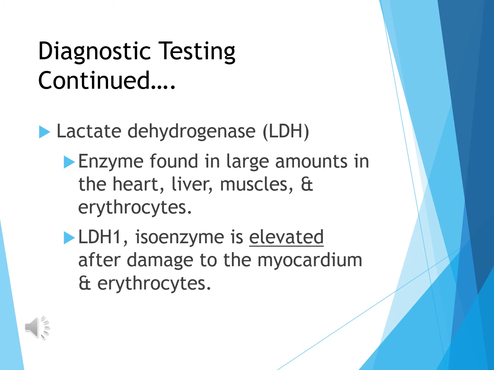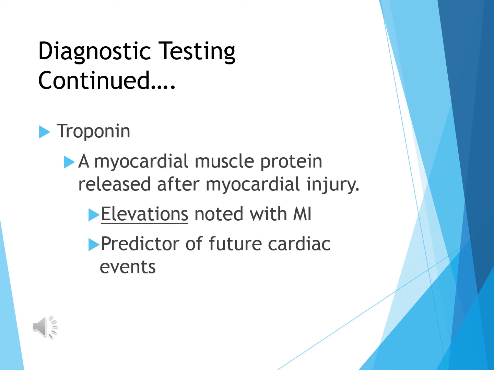Another test is lactate dehydrogenase, which is also known as LDH. This is an enzyme that is found in large amounts in the heart, liver, muscles, and erythrocytes. LDH1 is an isoenzyme that is elevated after damage to the myocardium and the erythrocytes. So that's a specific test we might look at. Troponin is also another one. It is a myocardial muscle protein that is released after myocardial injury. So if we see elevations in our troponin levels, it is associated with a myocardial infarction. It is a predictor of future cardiac events also.